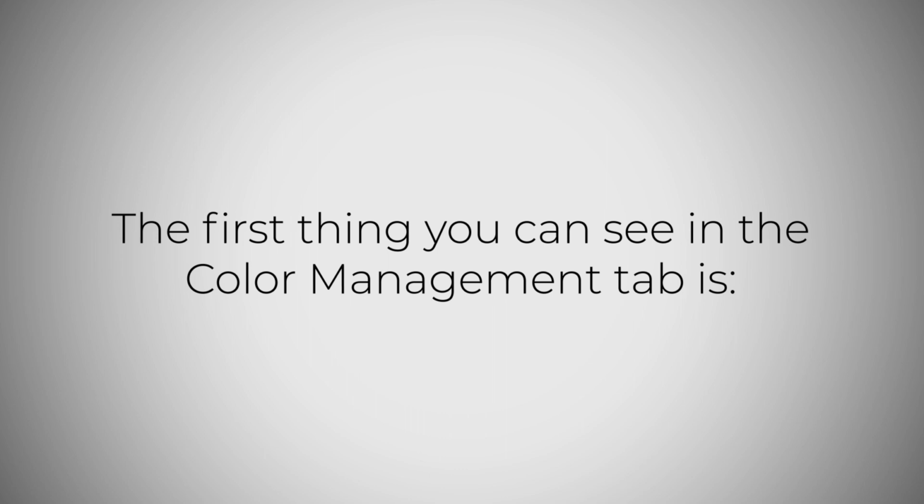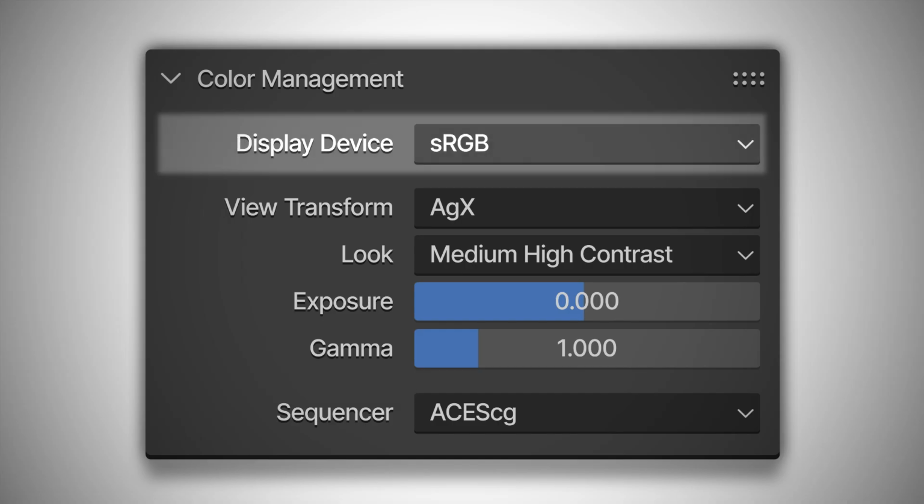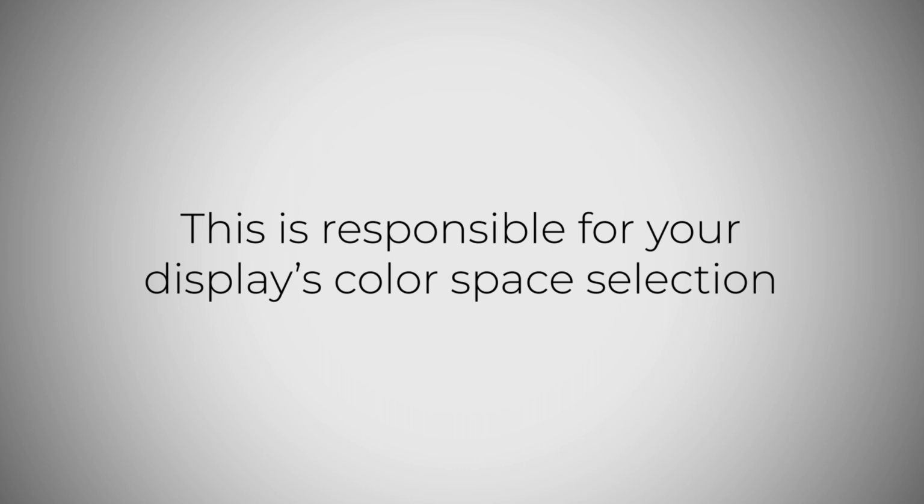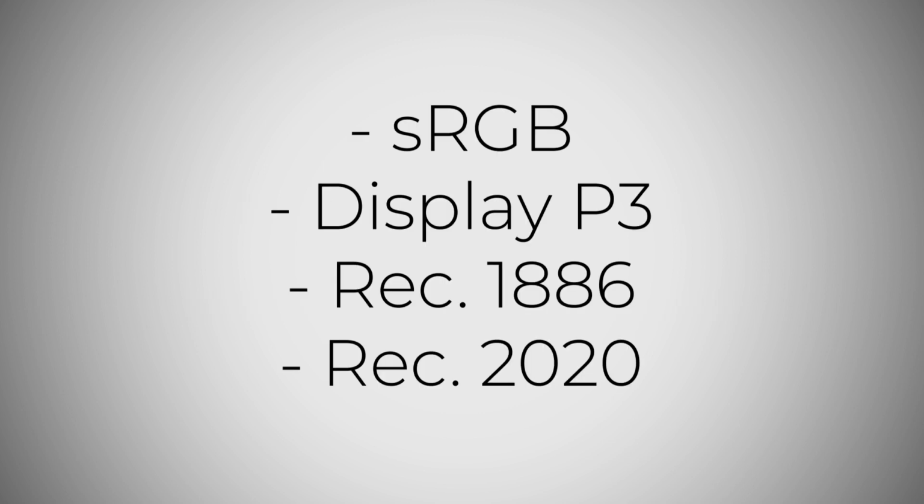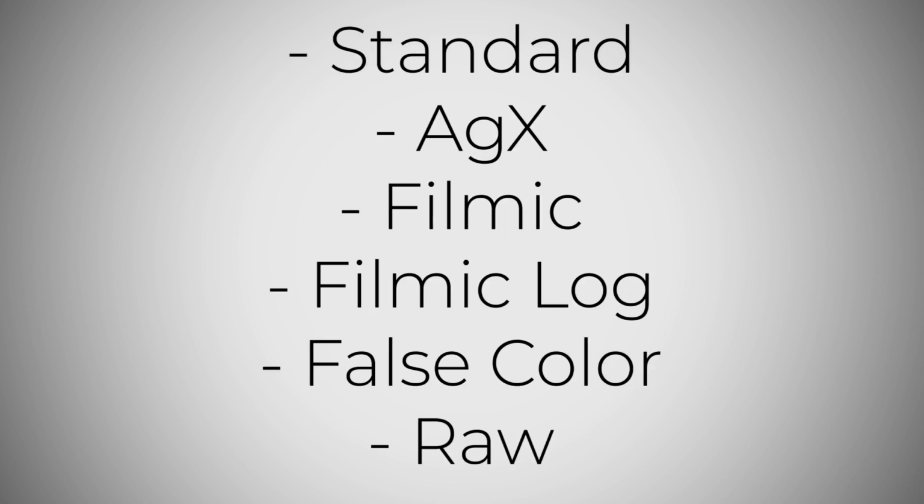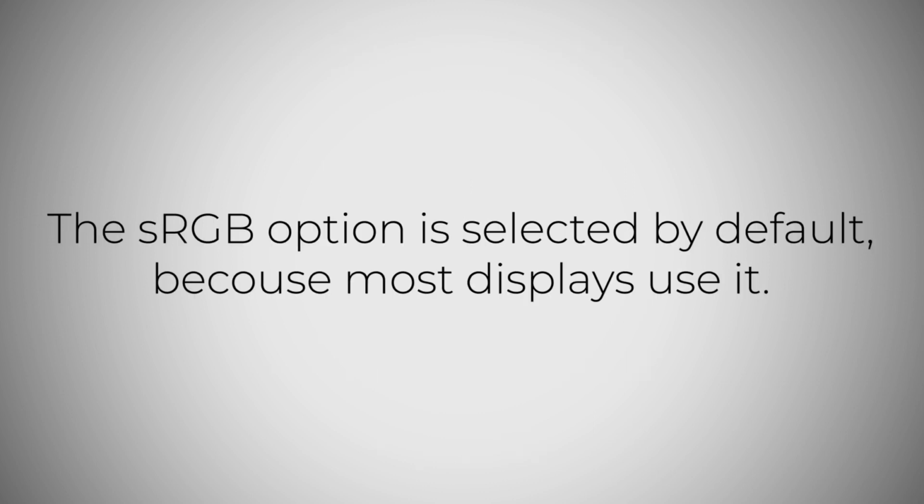The first thing you can see in the Color Management tab is Display Device. This is responsible for your display's color space selection. In the drop-down box next to it, you can select one of 4 options: sRGB, Display P3, Rec 1886, Rec 2020. You should select the option corresponding to your display device. The sRGB option is selected by default because most displays use it.